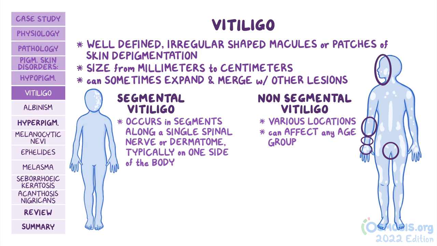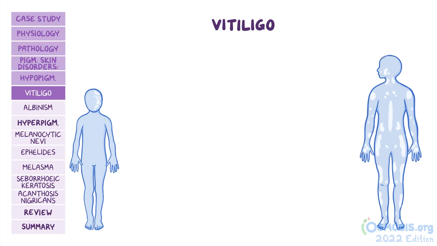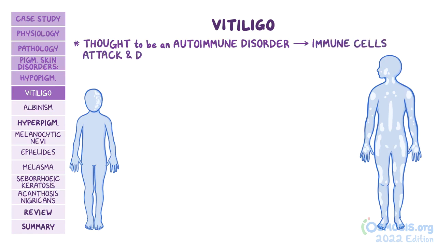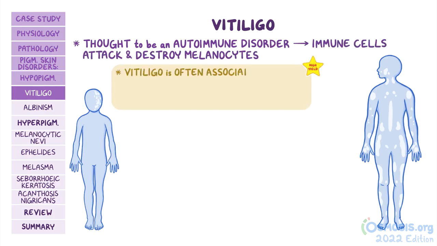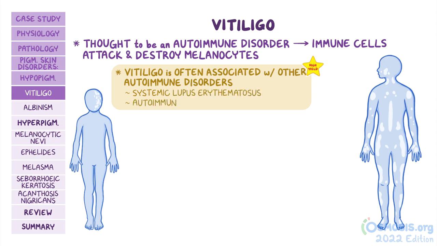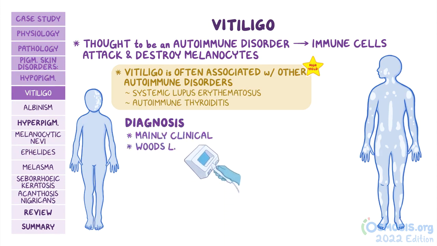Now, the exact cause of vitiligo isn't known, but it's thought to be an autoimmune disorder where immune cells attack and destroy melanocytes. For your exams, remember that this is why vitiligo is often associated with other autoimmune disorders, like systemic lupus erythematosus and autoimmune thyroiditis. Now, the diagnosis of vitiligo is mainly clinical, and a Wood's lamp may be used for diagnostic aid.